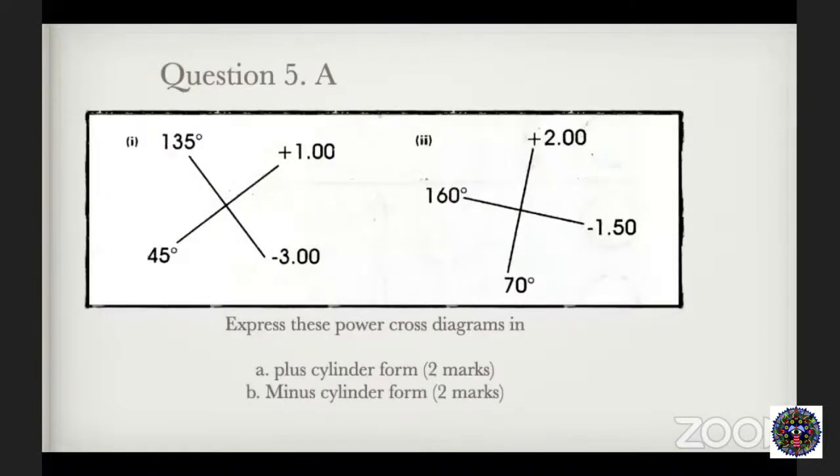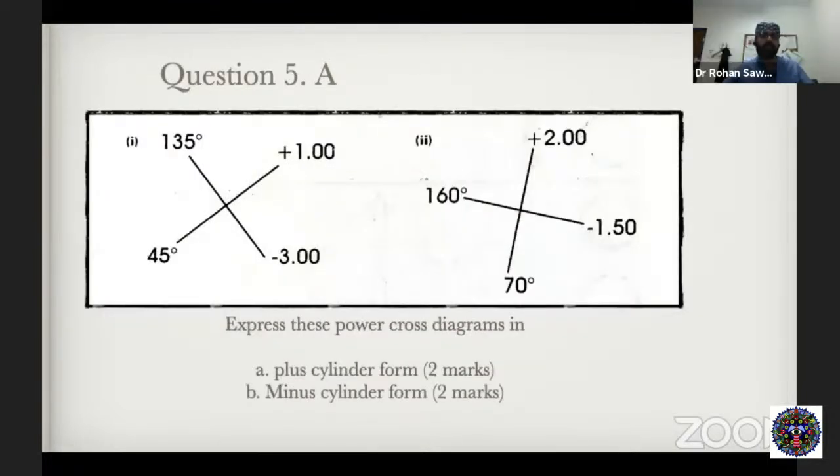Thank you. Right, again. So these are two power cross diagrams which have been placed next to each other. I want you to express these diagrams in plus cylinder form for both of them, minus cylinder form for both of them. So this is a two-part question. First part of the question is 4 marks.